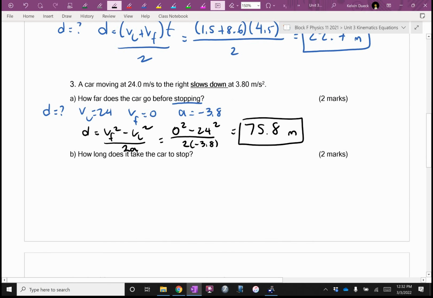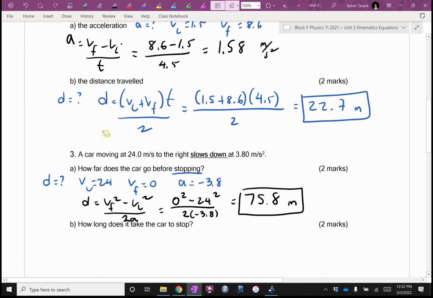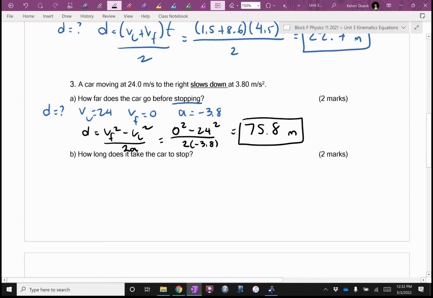And then I guess, by the way, for B, if you used d equals v_i t plus a half a t squared and you got the right answer, I will give you full marks. So if you're really stuck and you can't figure out how to find it without using the previous answer, go ahead. I'll give you full credit. Looks like it wants me to find time.